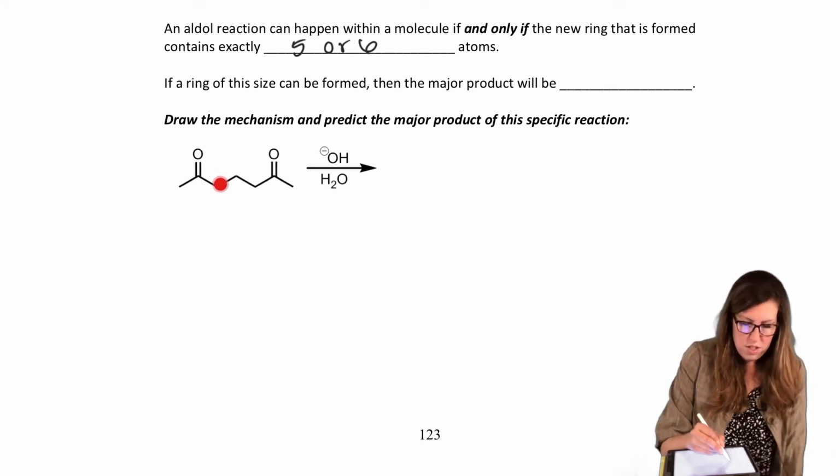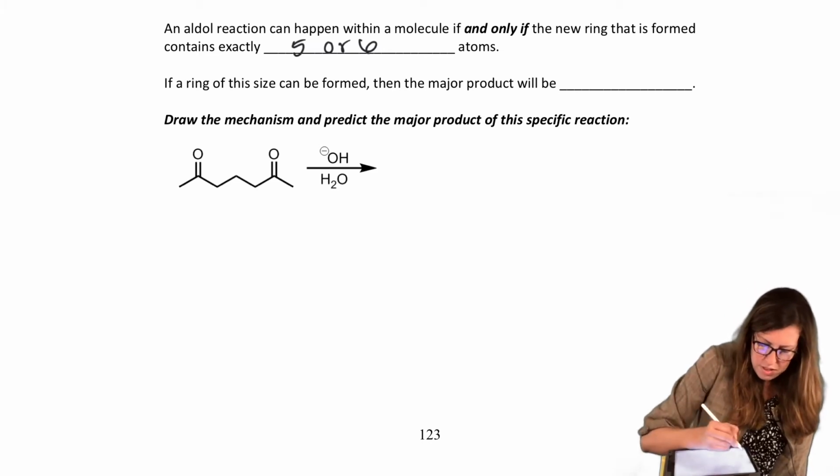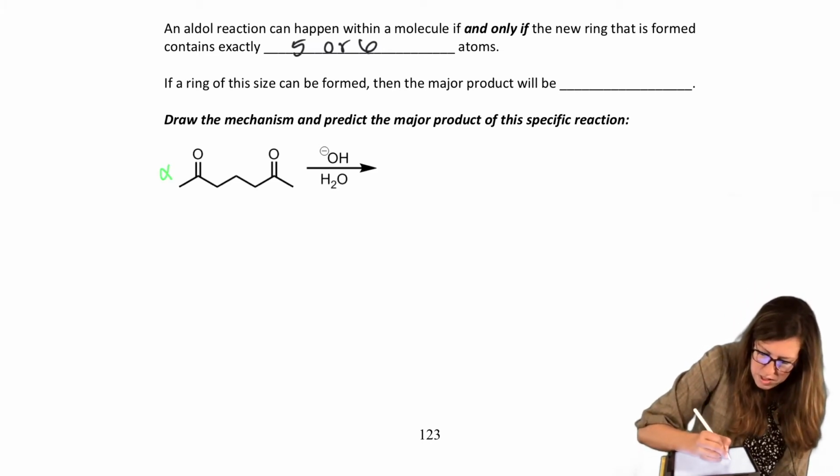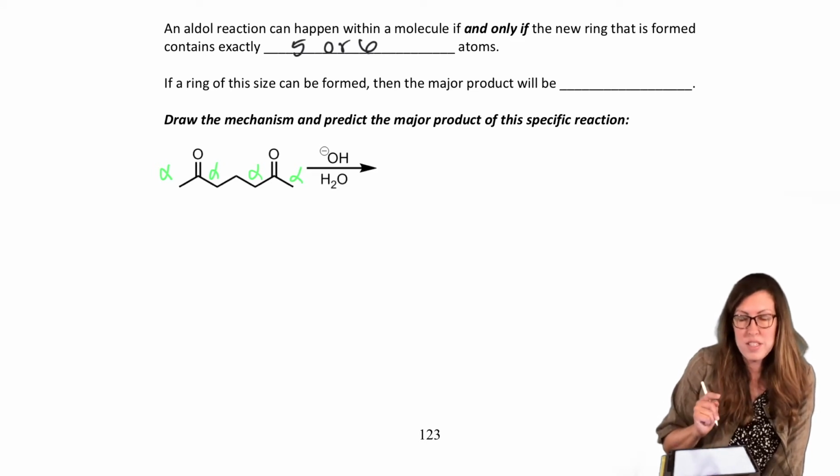How do we know that? You need to number. So what I'm going to do is I'm going to find my alpha carbons. Here's an alpha carbon, here's an alpha carbon, here's an alpha carbon, here's an alpha carbon. One of those 4 gets to be the enolate. And you're going to always pick the one that gives you the best ring size.